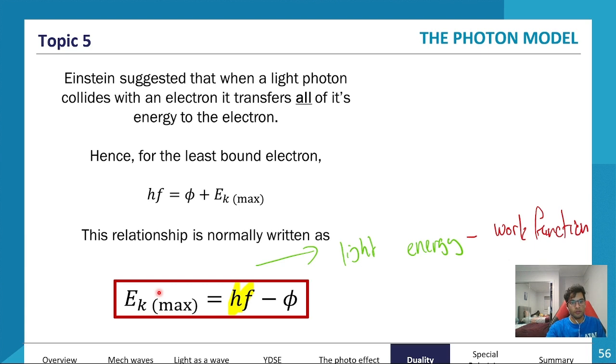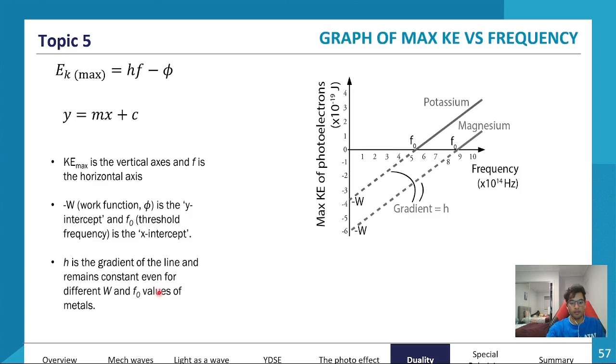So what you can do is graph this. Essentially, it's just a linear line, y equals mx plus c. Instead of m, we have h, which is our constant, and instead of x, we have frequency. Because the gradient is always the same, when you graph out the energy, the lines are always going to be parallel.